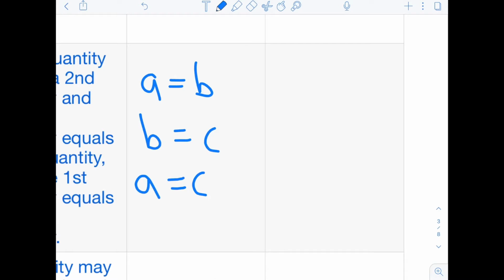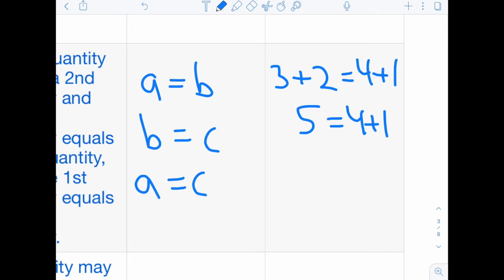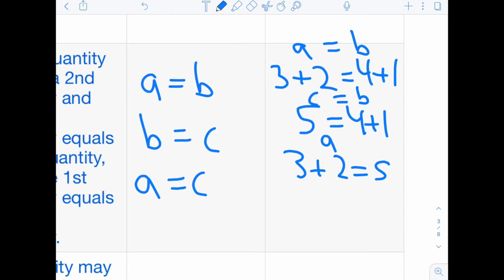So for example, we can say that 3 plus 2 equals 4 plus 1. And we know that 4 plus 1 equals 5. So therefore, we know that 3 plus 2 equals 5. Because as we can see, A equals B, and we know that B equals C. So therefore, A equals C. Because this is A, and it equals C.